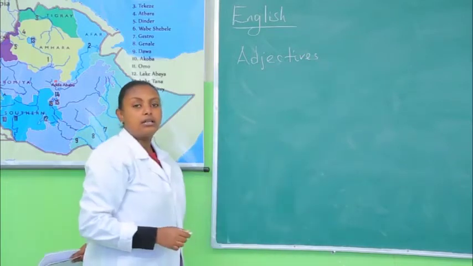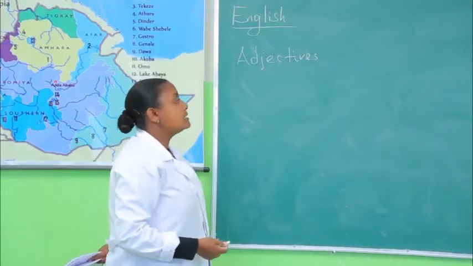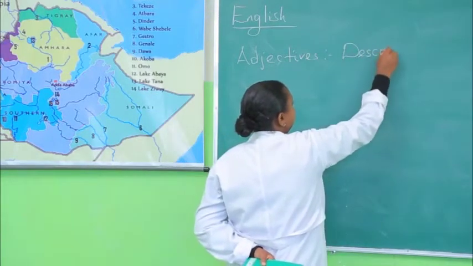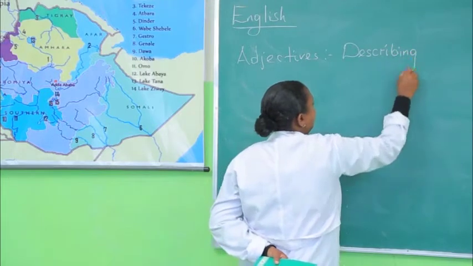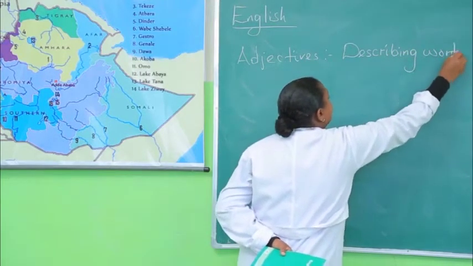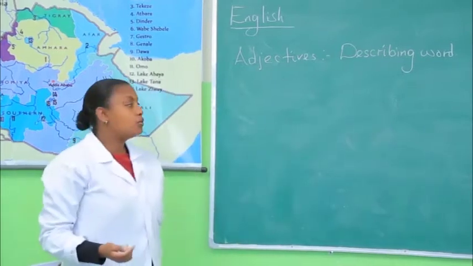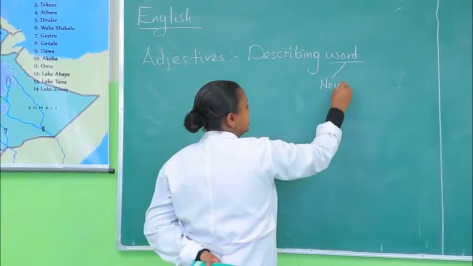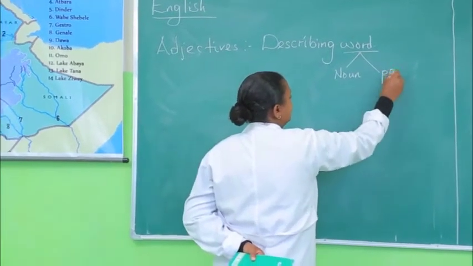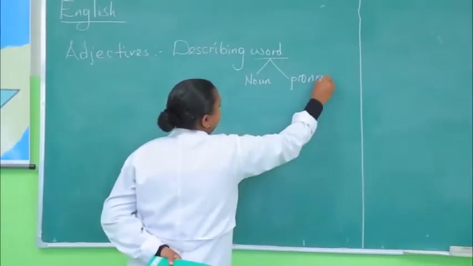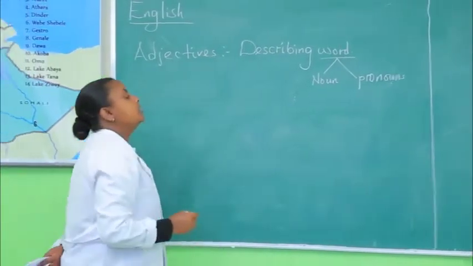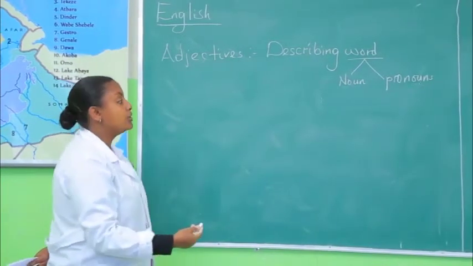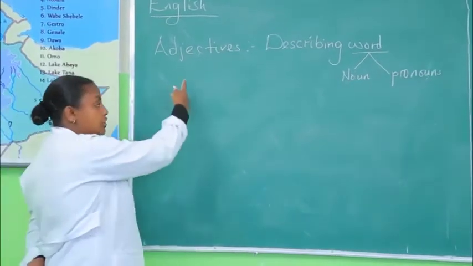So it is one of the parts of speech. It is a describing word. So these adjectives describe words. What are these words? These words can be nouns or pronouns. So when you are talking about a word, and if you are giving us some additional information about that word, then you are using adjectives.